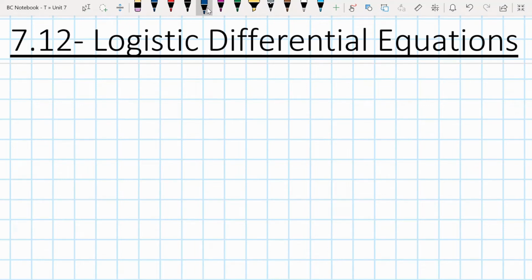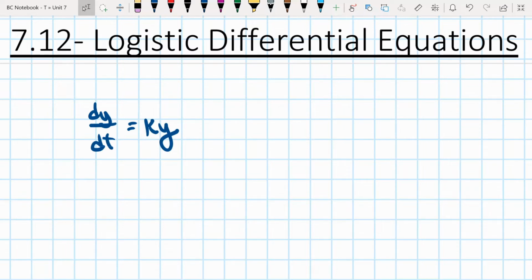So this lesson is on logistic differential equations, which are a type of first-order differential equation. Before we talk about logistic differential equations, let's review a differential equation where the rate of change of something is proportional to the value of that thing. In this case, that thing is y.